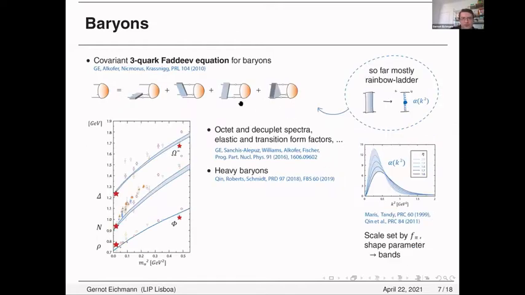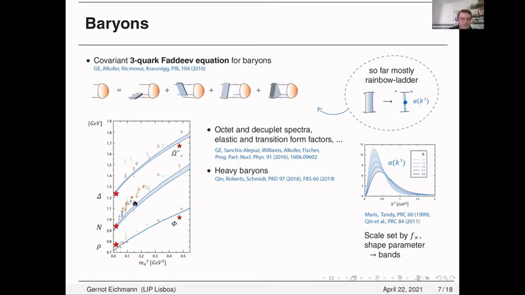There's been a body of work using the rainbow-ladder truncation, where the two-body kernels that go into these equations are taken to be a gluon exchange with some momentum-dependent dressing function. This is a model that has been often used. At large momenta, it is constrained by perturbative QCD. At low momenta, it depends on a shape parameter, which controls the bands that you see here. This is the rho meson mass, the nucleon mass, the delta mass, as a function of the squared pion mass and compared to lattice QCD.